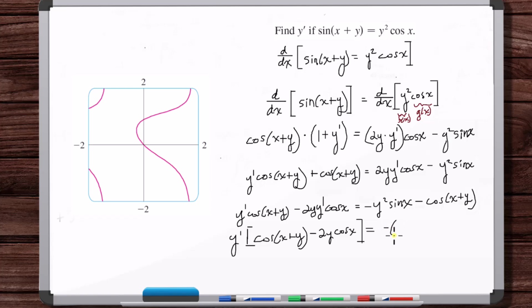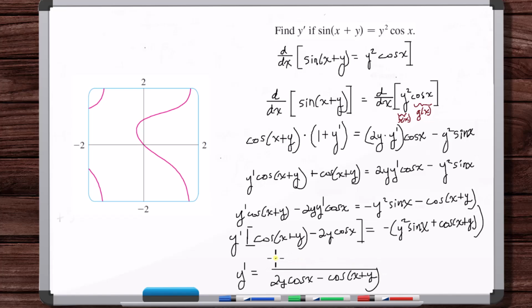Okay, we can take out a minus sign here. Okay, so now let's divide both sides by this. So we're left with, what we could do is bring this minus sign into the denominator. So we can write the denominator as 2y cosine of x minus cosine of x plus y, and then y squared sine of x plus cosine of x plus y. And there you go. For any xy coordinate here, if you want the derivative, just plug in that xy coordinate here. And so that's implicit differentiation.